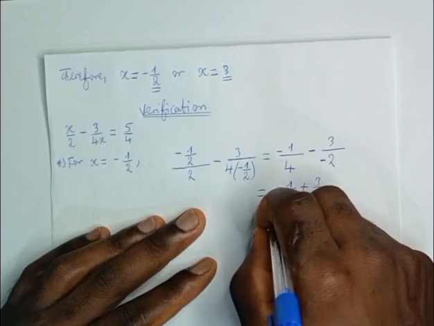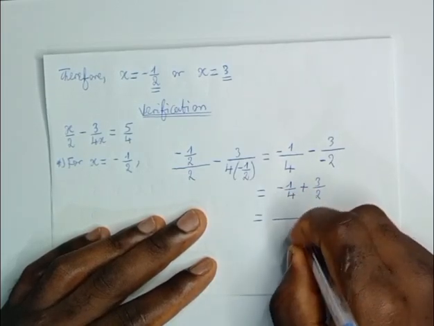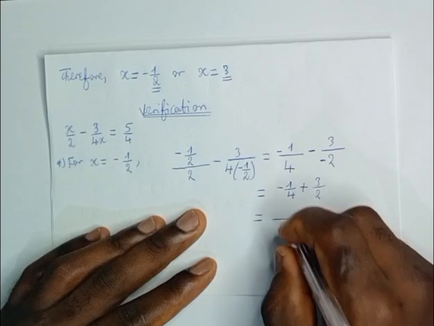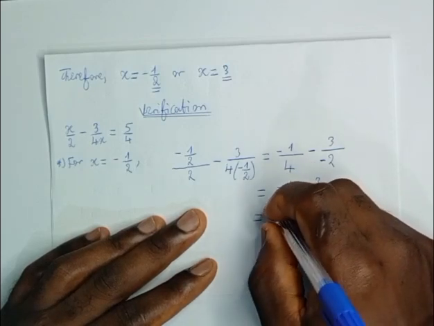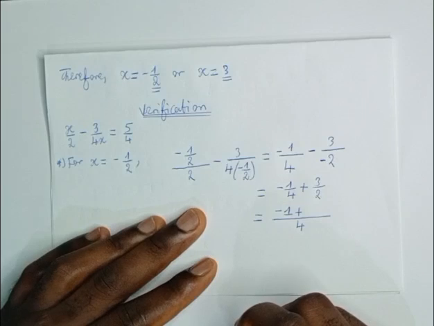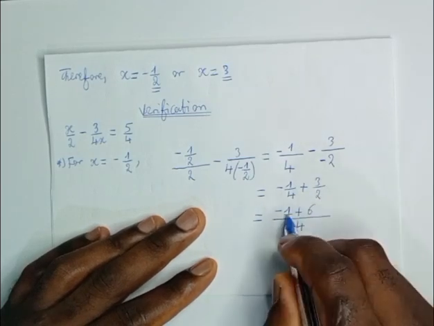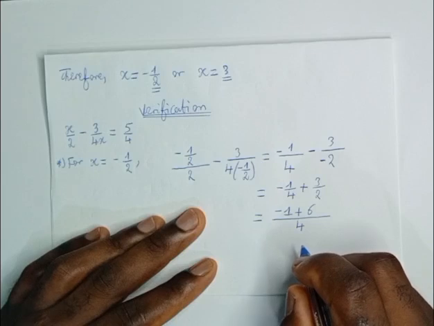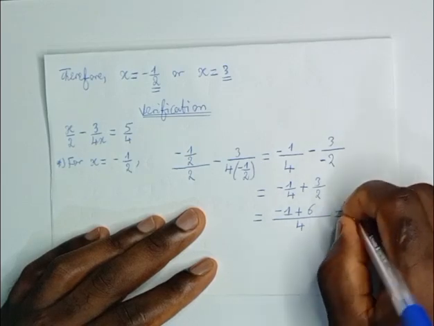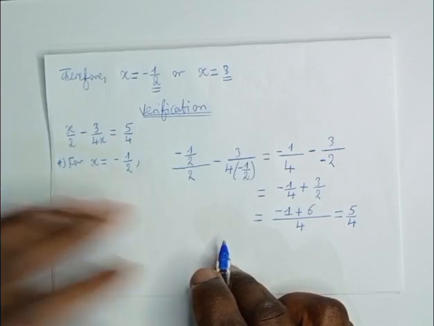We need the LCM of their denominators. The LCM of 4 and 2 is 4. 4 divided by 4 gives 1. 1 times negative 1, plus 4 divided by 2 gives us 2, times 3, 6. Negative 1 plus 6 gives us 5. This will be equal to 5 all over 4, which is true.